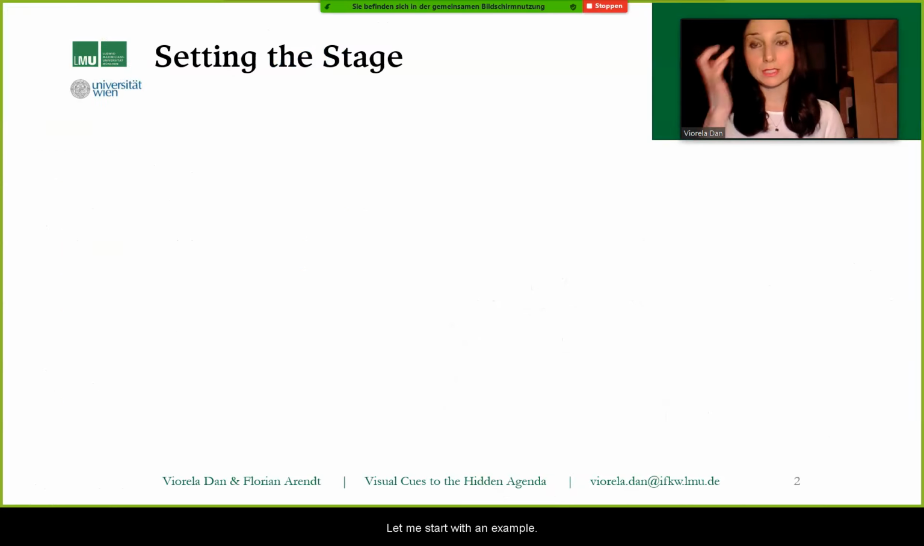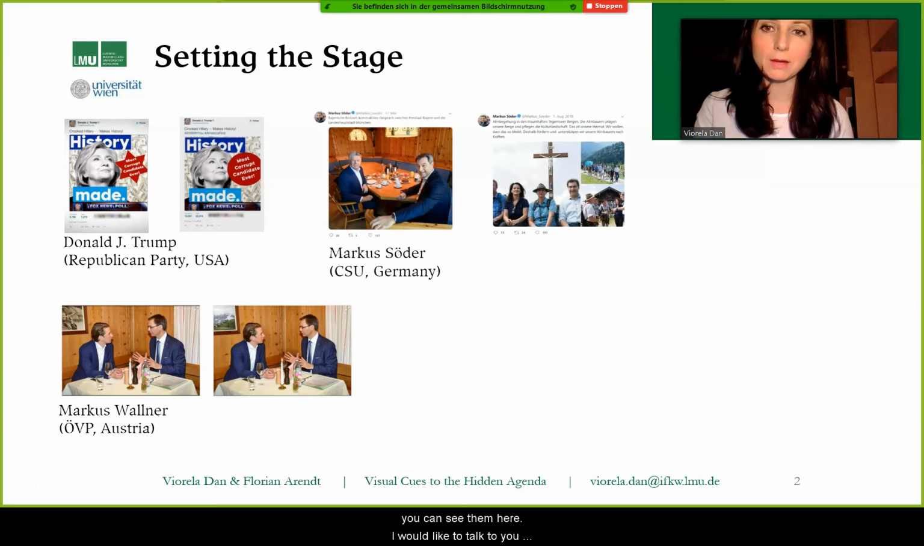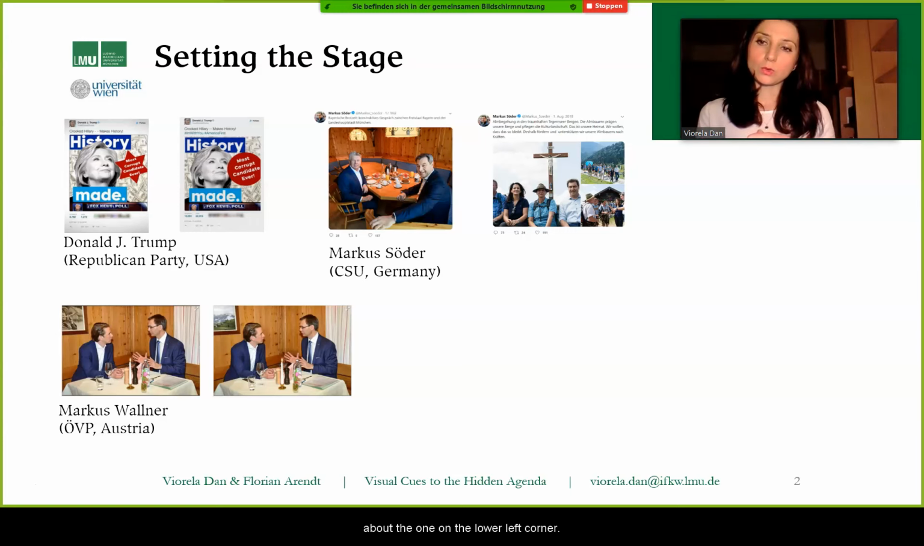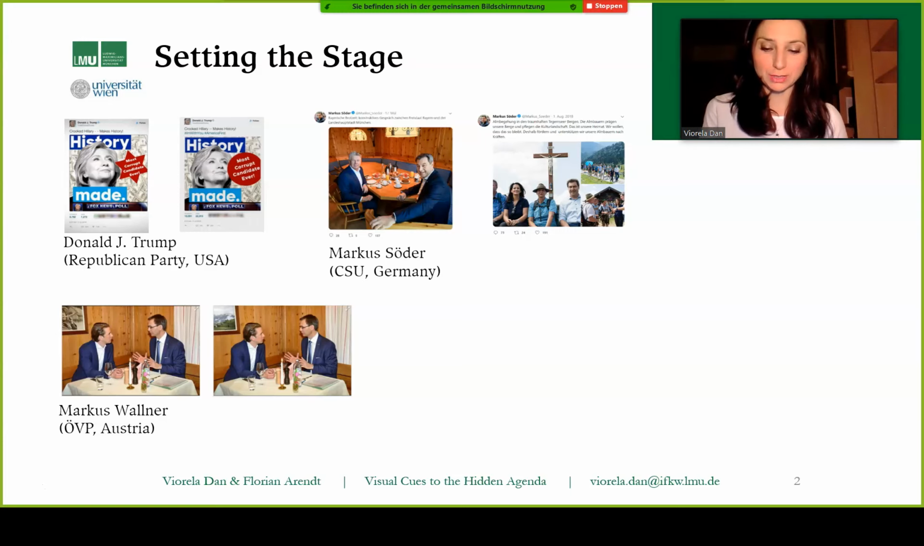Okay, let me start with an example. We name a couple of them in the paper. I would like to talk to you about the one on the left corner of the slide. There was this local politician in Austria who belonged to the conservative Austrian party, ÖVP. Wallner, this politician, just like his fellow party members, opposed the legalization of marijuana.